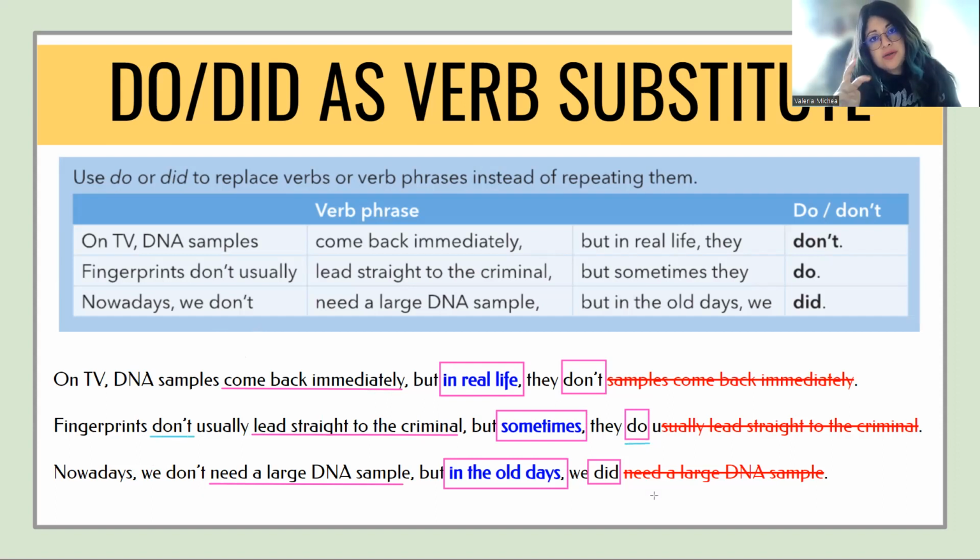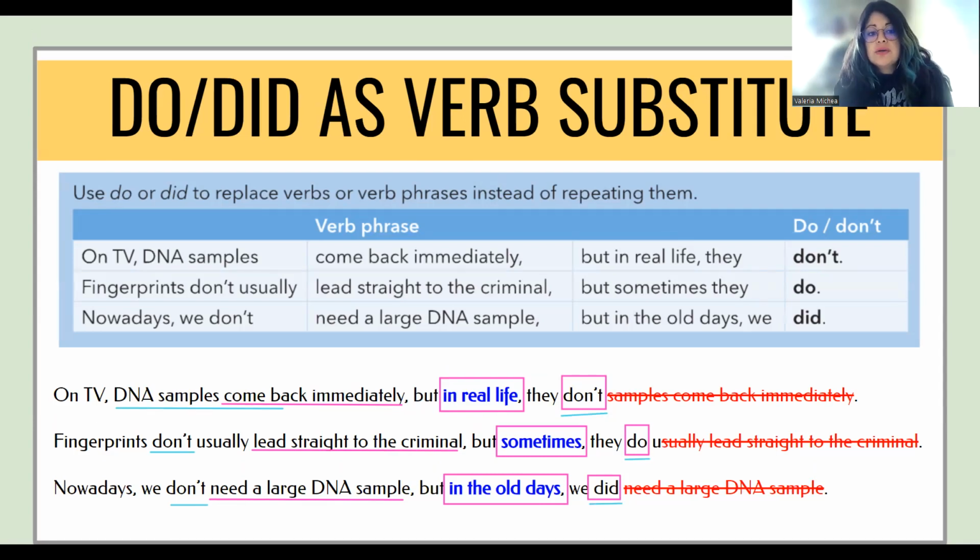So it works with the opposite. Sentence negative, auxiliary verb affirmative. And the other way around. This is affirmative, so this is negative. This is negative, this is affirmative. That's how it works, all right?